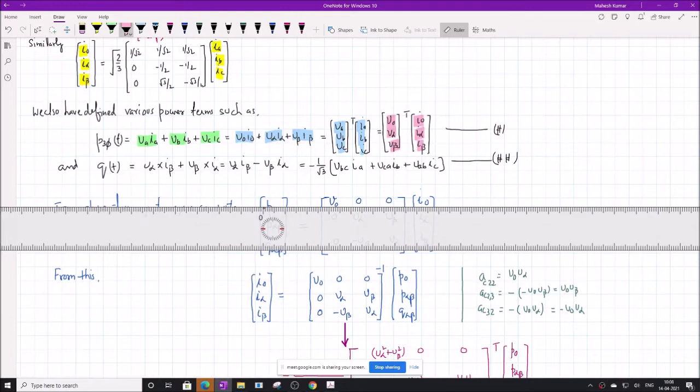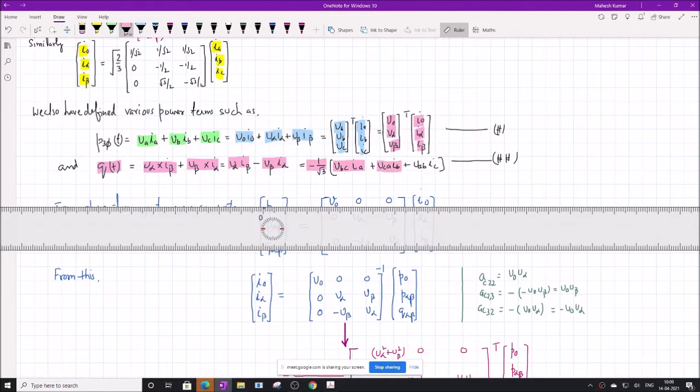And then, based on the definition of instantaneous reactive power, we define the term QT as the cross product of the alpha and beta components, and therefore QT was equal to V alpha cross I beta plus V beta cross I alpha, and this results in V alpha into I beta minus V beta into I alpha, which again we simplify to ABC form, and finally this expression becomes minus 1 by root 3 times VBC into IA plus VCA into IB plus VAB into IC.